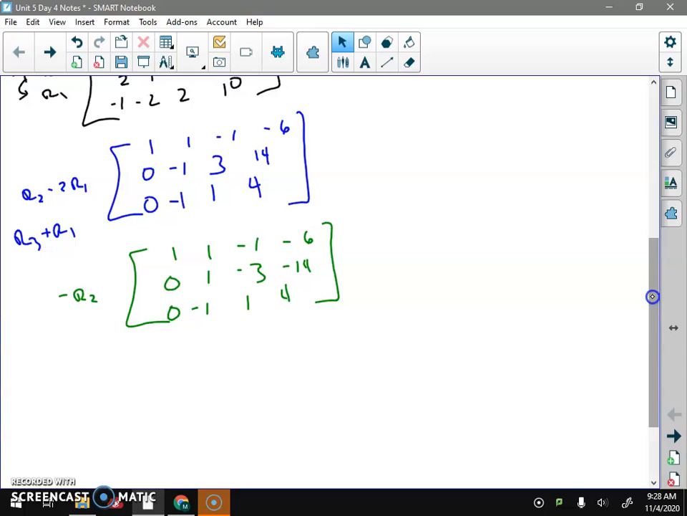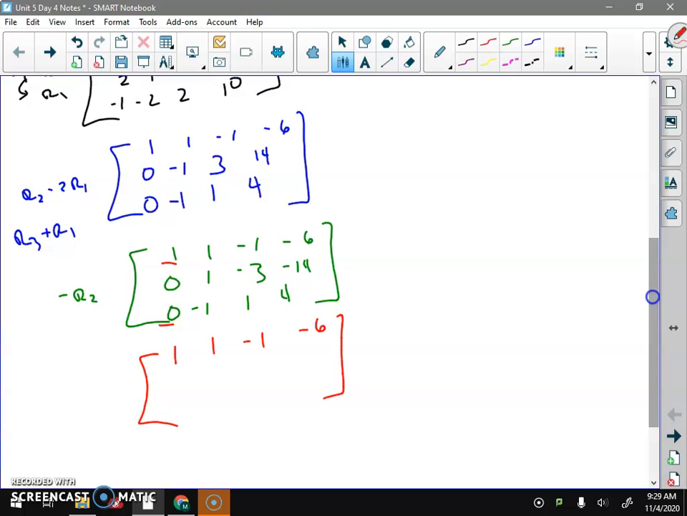And the answer is row 2, because the 1 in here would mess up that 0, and we don't want that to happen. So we're going to take row 3, and we're going to add to it row 2. 0, 1, negative 3, negative 14. 0 plus 0 is 0. Zeros keep numbers, 1s get rid of numbers. 1 minus 1 is 0. Negative 3 plus 1 is negative 2. Negative 14 plus 4 is negative 10.